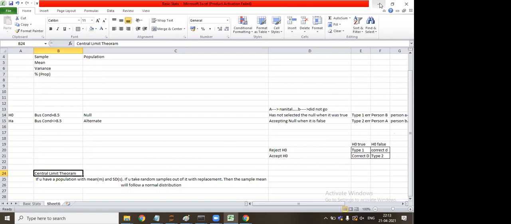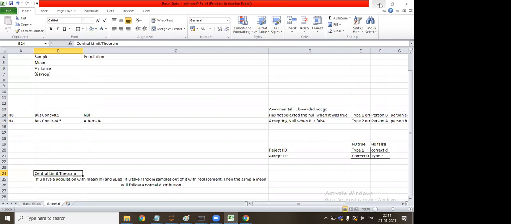So okay, let me repeat this. The minimum is 30. It can be 30, 35. At 30, it will start approximating the normal distribution. In case you increase it to 35, 40, 50, 100, whatever it is, it will be nearer to normal distribution. So at 30, it will start approximating a normal distribution. In case you got me incorrectly, I'm saying in case you take 30 samples, then it will start approximating a normal distribution.